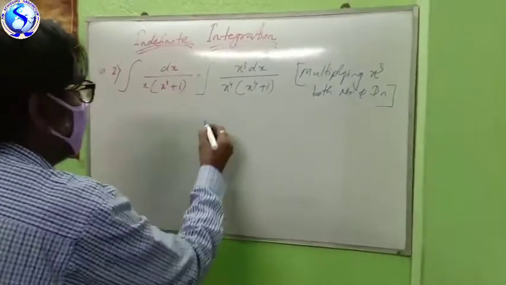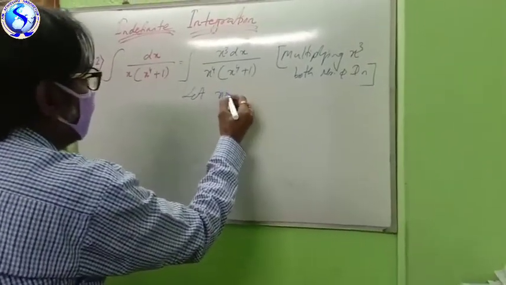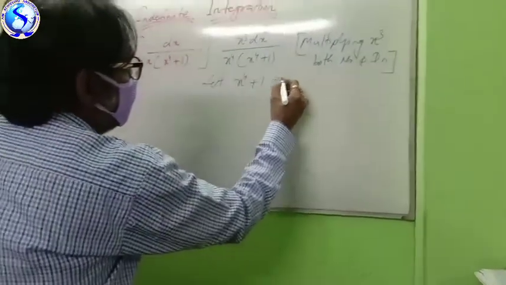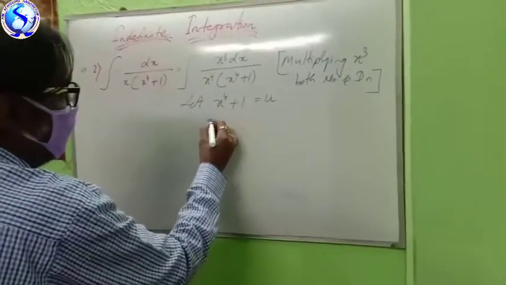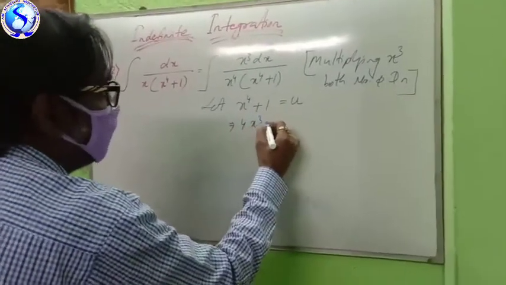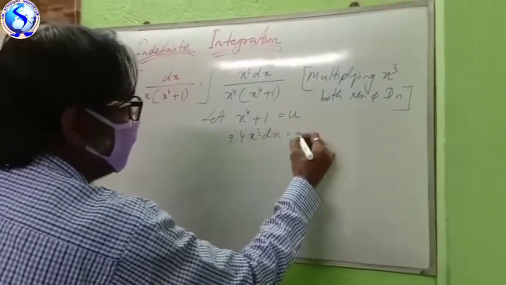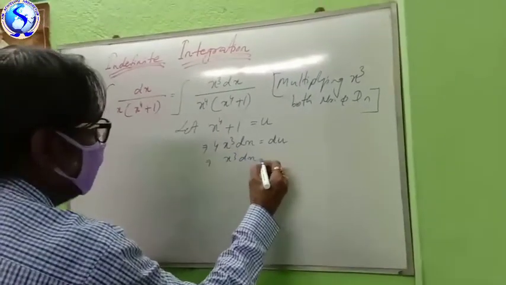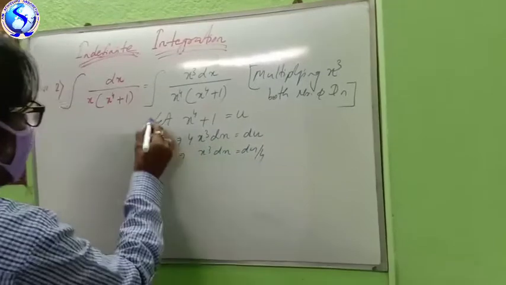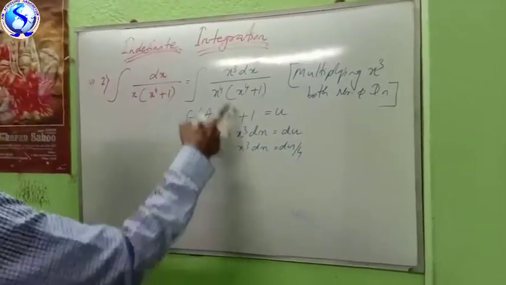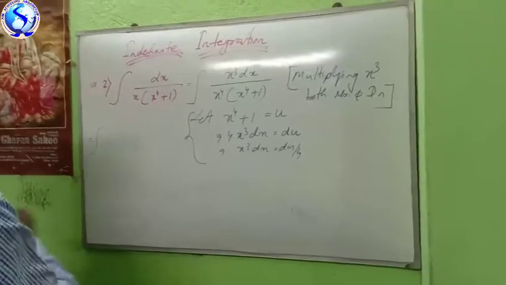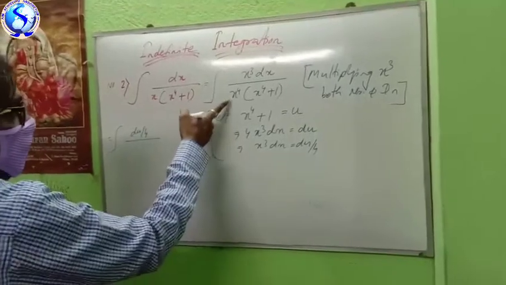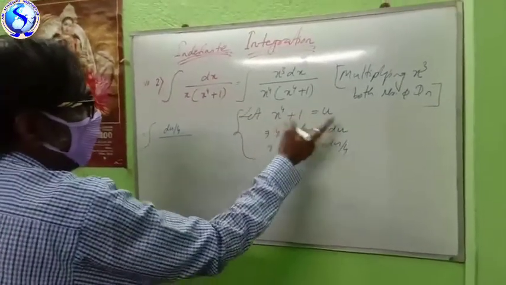Now let x to the power 4 plus 1 equal u by the substitution method. Now what is the derivative of this? This will be 4x cube dx equal to du, since the derivative of 1 is 0. Then x cube dx will be du by 4. Just substitute the value of x cube dx here. Therefore it will be du by 4 divided by, now tell me, x to the power 4 will be how much? u minus 1.